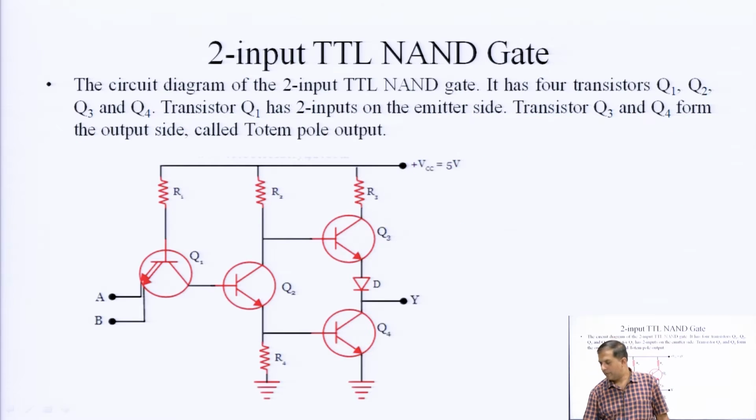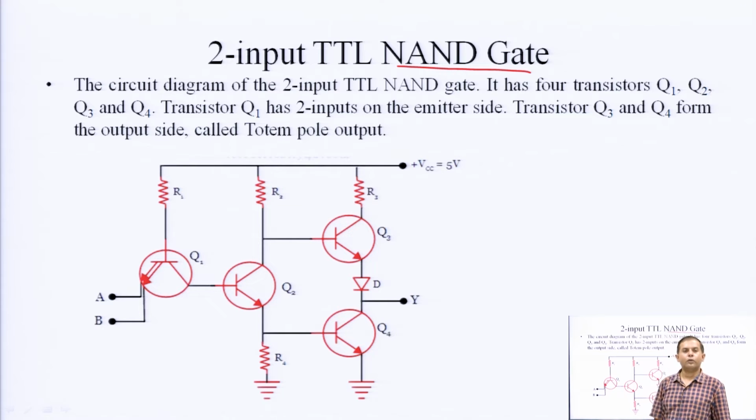So, let us start discussing a TTL logic, and this time we are going to implement a NAND gate. You know what is the output of a NAND gate? When both the inputs are low, the output will be high. If any one of the inputs is high, the output will be low. This is the logic of the NAND gate, and now we are going to implement this same NAND gate logic using transistor logic.